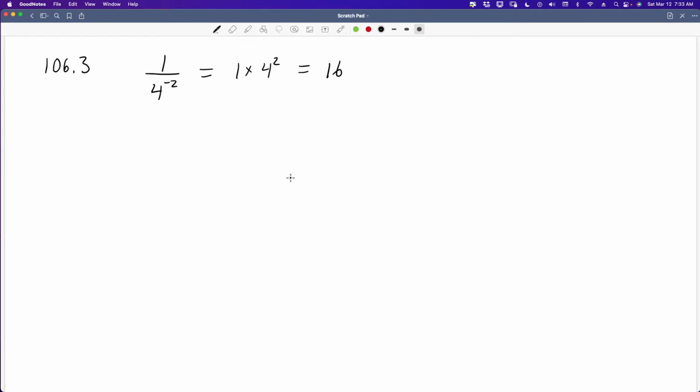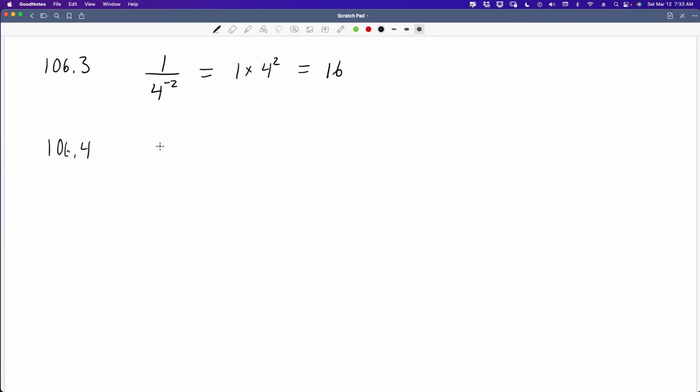Easy peasy. It doesn't matter whether you're moving it from the bottom to the top or the top to the bottom. Wherever it is positive, when you move it, it becomes negative. And if it is already negative, when you move it, it becomes positive. So you're just flipping the sign when you go from the denominator to the numerator or the numerator to the denominator. So let's try 106.4.